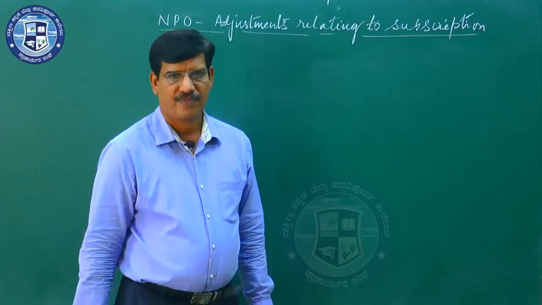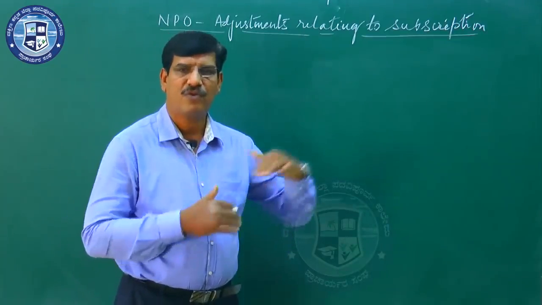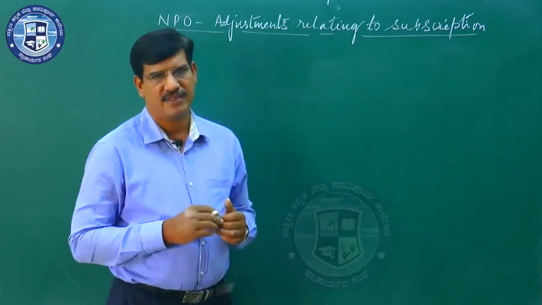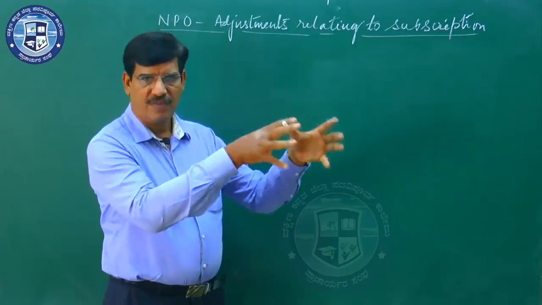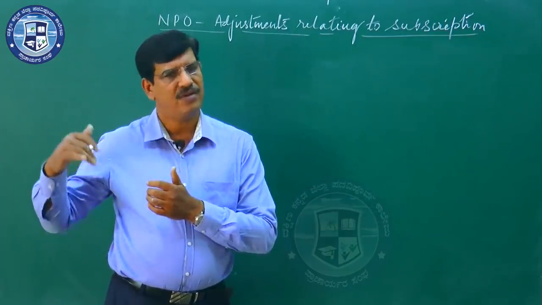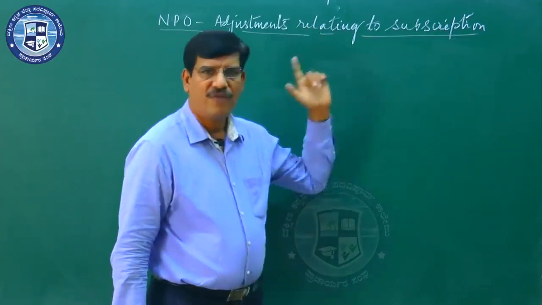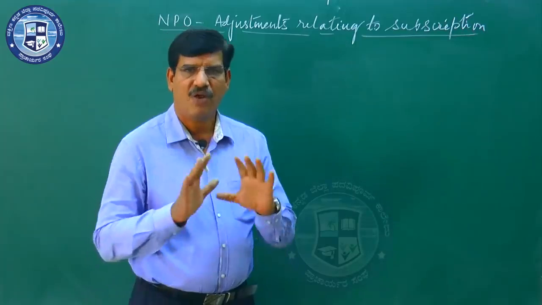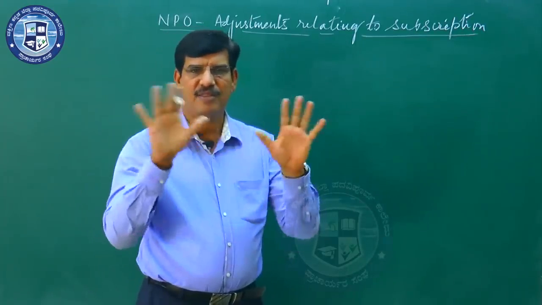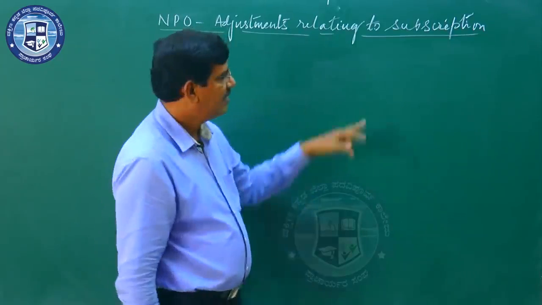See, every time we prepare a final account of a sole trading concern or any other form of organization, there will be a trial balance. From the trial balance, we write them in trading account, profit and loss account, and even the balance sheet. But in a not-for-profit organization, we do not have any trial balance. In the examination, the trial balance will not be given. You will be given the receipts and payments account.